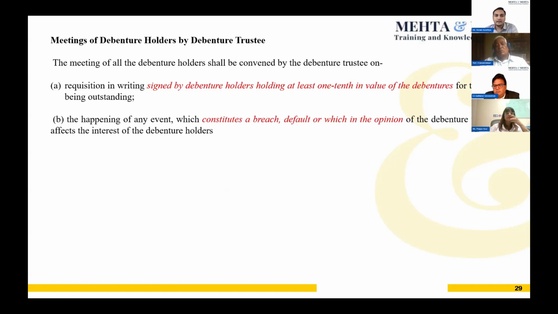Similarly, as mentioned, a meeting of the debenture holders may be called by the debenture trustee in an event where a requisition in writing signed by the debenture holders holding at least 1/10 in value of the debentures for the time being outstanding has been given. The meeting may be called, and also on happening of any event which constitutes a breach, default, or which, in the opinion of the debenture trustee, affects the interest of the debenture holders, a meeting of debenture holders may be called.